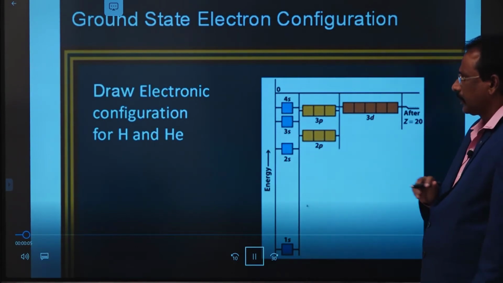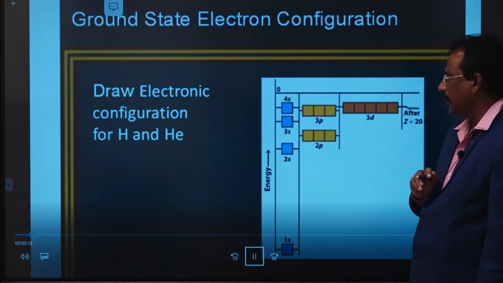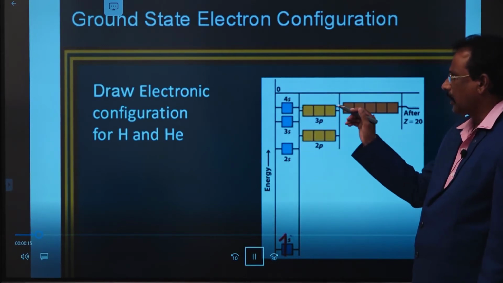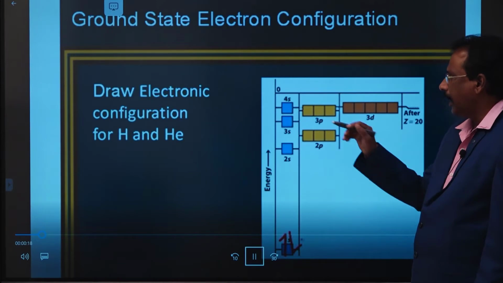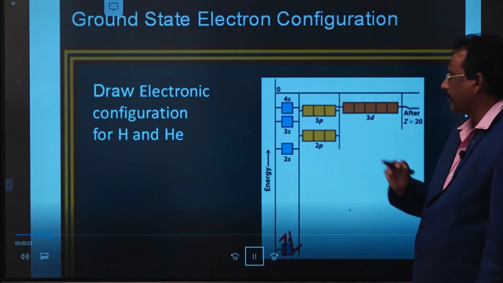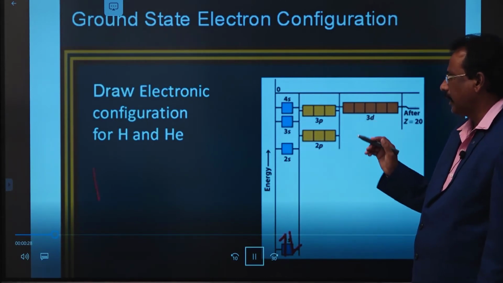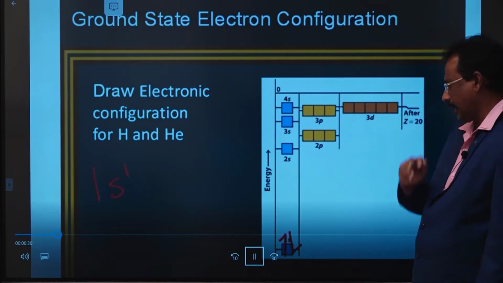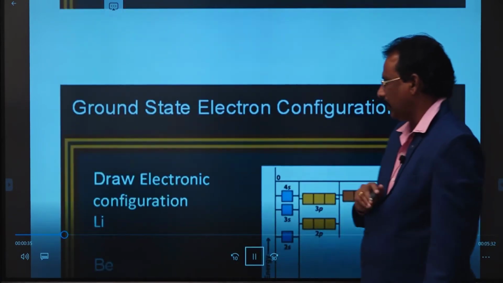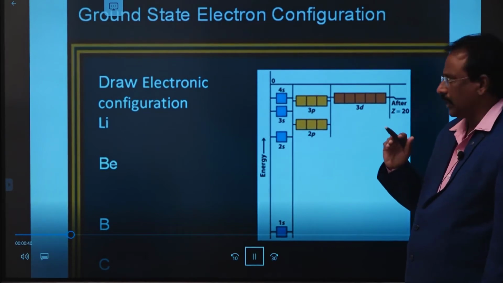Here these two are the very first elements in the periodic table. One is hydrogen, the other one is helium. Hydrogen's atomic number is 1 and its electronic configuration in the form of nlx is 1s1. This is the electronic configuration of hydrogen. And helium containing 2 electrons, its electronic configuration is 1s2.